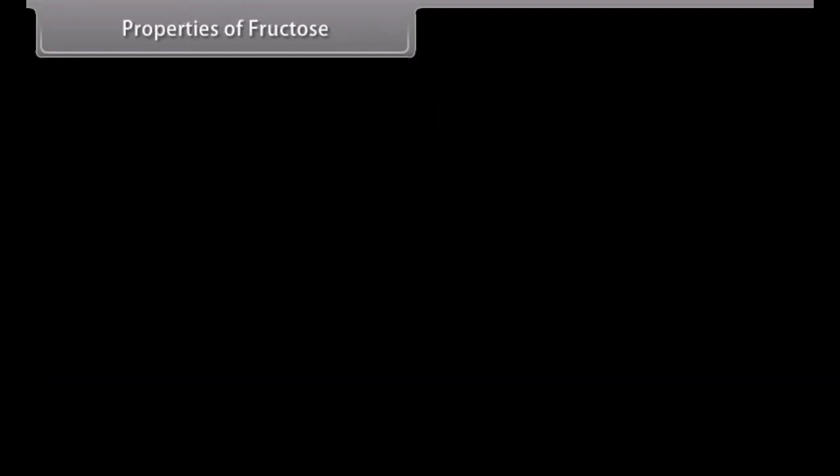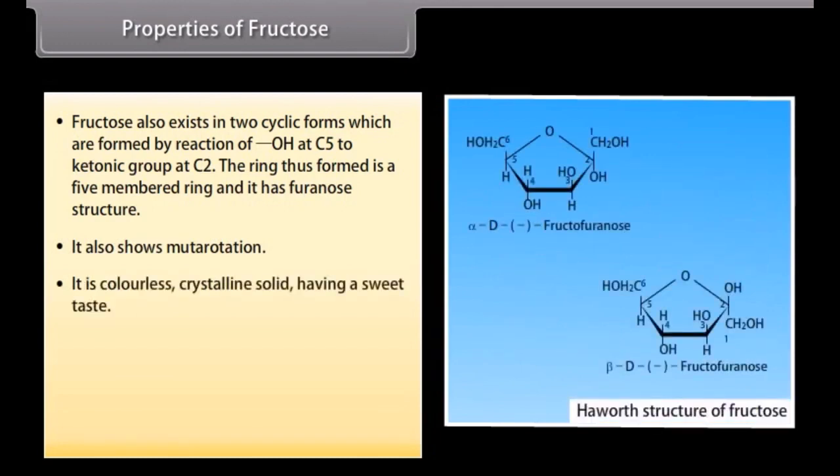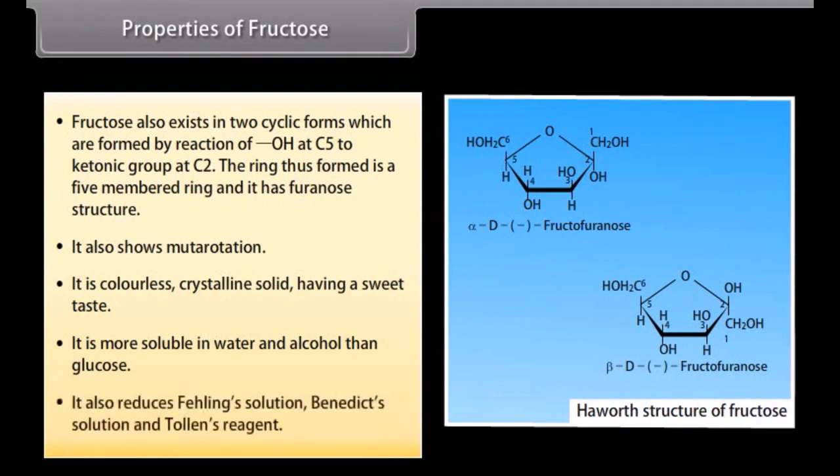Properties of fructose. The important properties of fructose are the following. It also exists in two cyclic forms, which are formed by reaction of the OH at C5 with the ketonic group at C2. The ring thus formed is a 5-membered ring and has a furanose structure. It also shows mutarotation. It is a colorless, crystalline solid with a sweet taste. It is more soluble in water and alcohol than glucose. It also reduces Fehling's solution, Benedict's solution and Tollens' reagent.